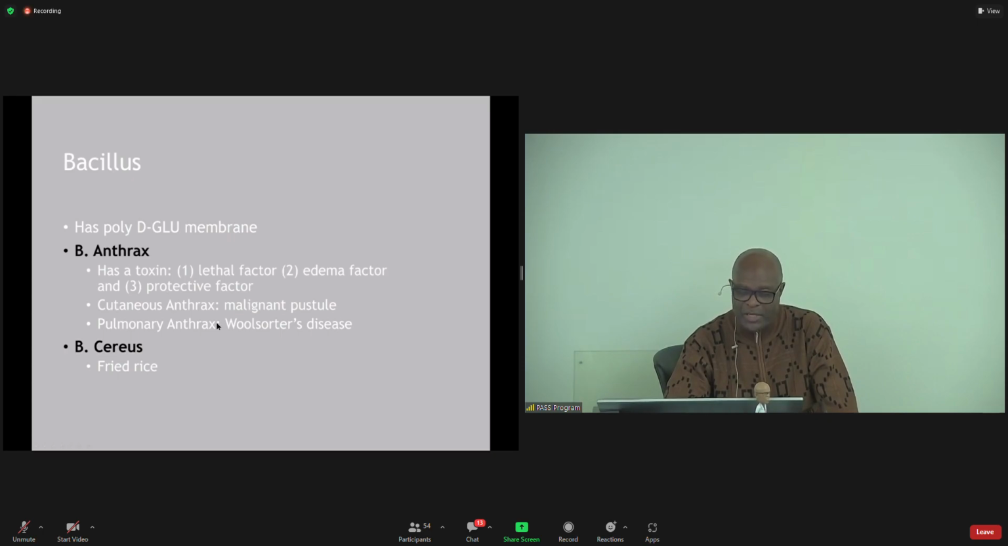All right. Cutaneous anthrax is described as malignant pustule because the skin would necrose real quickly. Pulmonary anthrax, also known as wool sorter's disease, is what kills the majority of people. So if you work in a wool factory or on a farm shearing sheep, then I know that's where they're going.